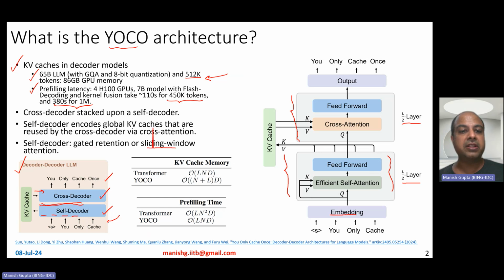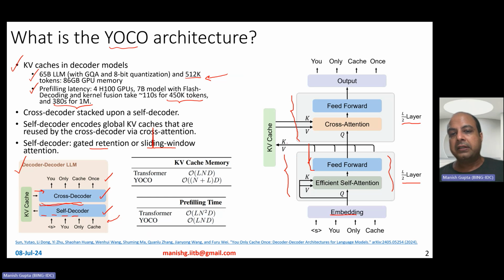A sliding window is one of them. The other way of doing it is called gated retention. Now, I'll not go into the details about how these things are done, but that's that, right? So essentially, QKVs are computed using this efficient self-attention, and then you have a standard feed-forward network. Of course, there is pre-normalization, there are residual connections and so on.